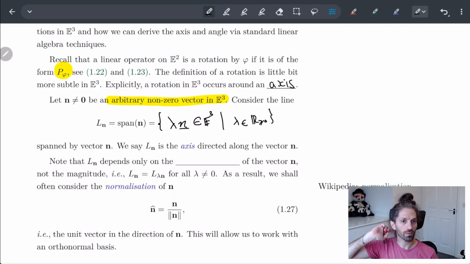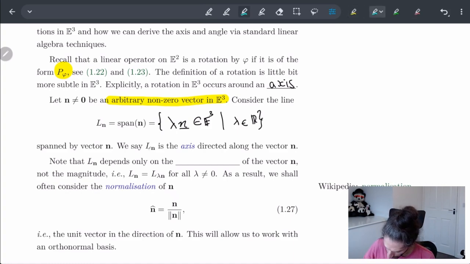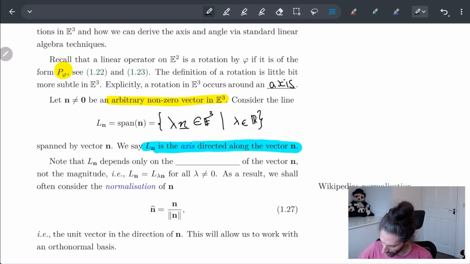Actually, this is slightly wrong. I think I'm thinking of something else. This should have lambda just be in all of R, not greater than or equal to 0. If we recall the definition of span, it's all the positive or negative linear combinations of some vector. Okay, so this gives us a line in three dimensions, and we say that Ln is the axis directed along the vector n. So what does this look like? If I have some three dimensions, right?